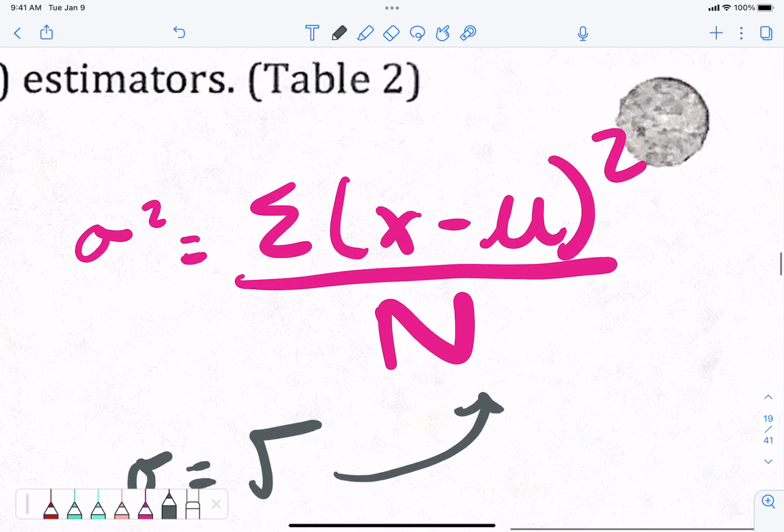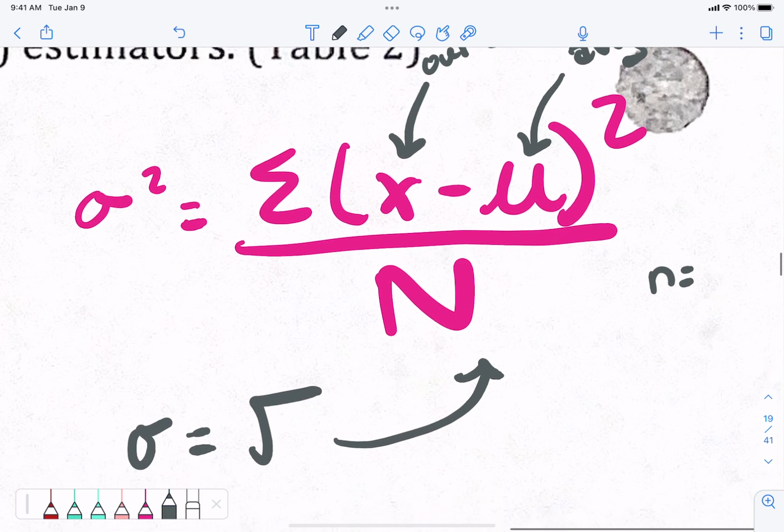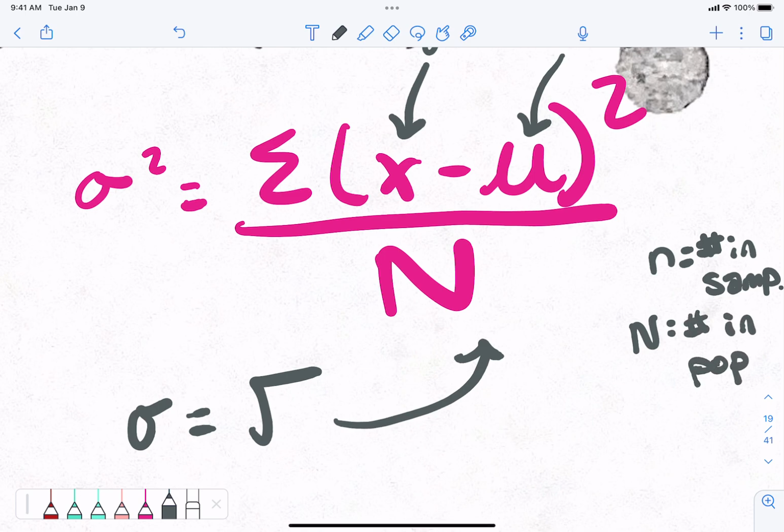Okay, we're going to identify what X is. X is our number, whatever our number is. What is mu? The average. What is capital N? Lowercase n is the number in the sample. Capital N is the number in the population. How many numbers do we have in the population? There are 3 different values in our population. So capital N for this case will be 3. Does that make sense?